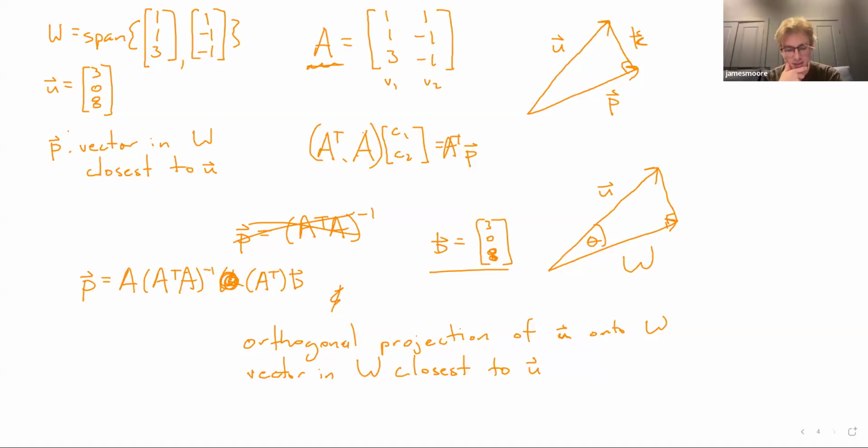The next question is finding the orthogonal complement to W. So question 5.